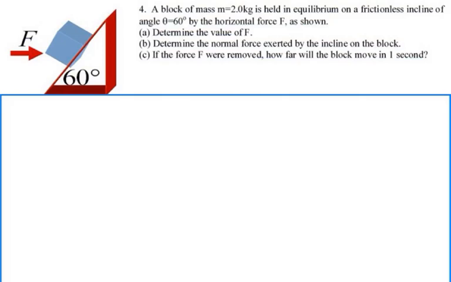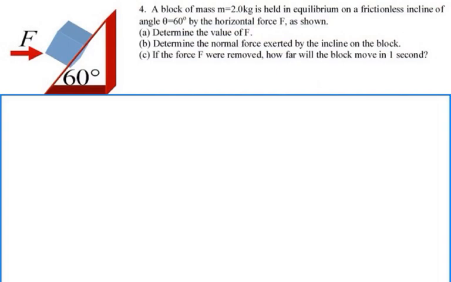Here's problem number 4 on the sample test. A block of mass m equal to 2 kilograms is held in equilibrium on a frictionless incline of an angle theta equal to 60 degrees by the horizontal force F as shown. Determine the value of F, determine the normal force exerted by the incline on the block, and if F were removed, how far would the block move in 1 second?